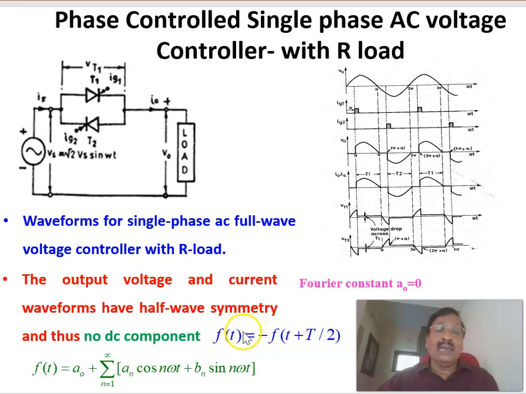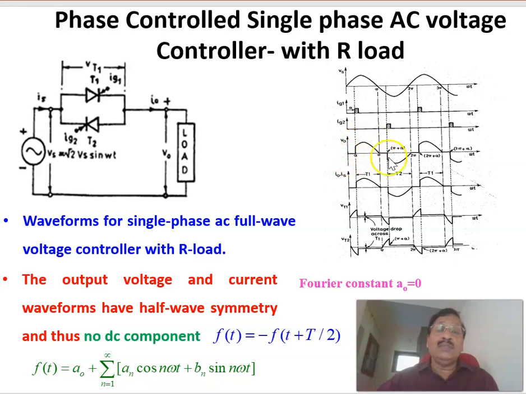Half-wave symmetry means that f(t) equals minus f(t plus T/2). That is, the value of the function at any instant t equals minus the value of f at t plus T by 2. That property is there in this waveform. That is why this has got a half-wave symmetry.